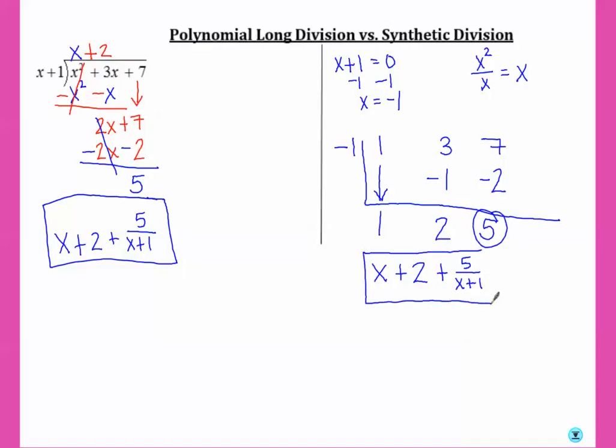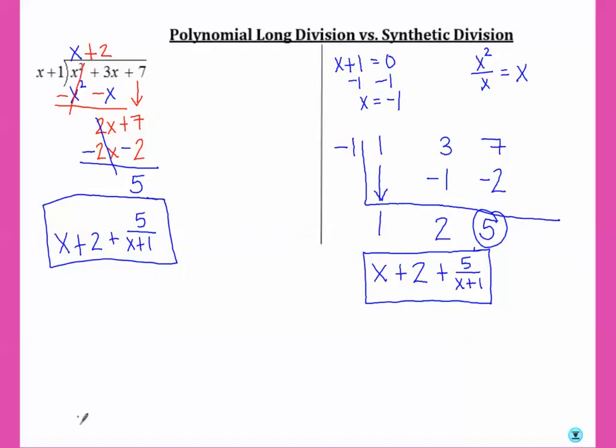Now let's see how this relates to what we got here. We know we got the same answer. If you look in here, the 1 just came down, 3 and negative 1 were right here, 7 and negative 2 were right here.